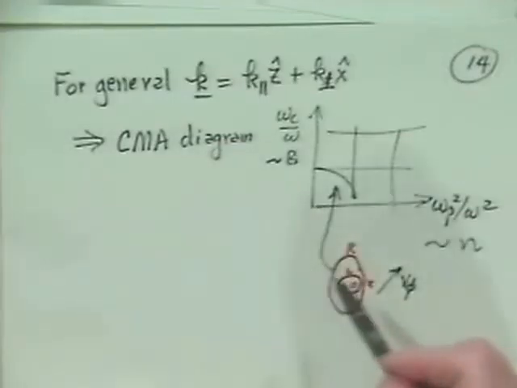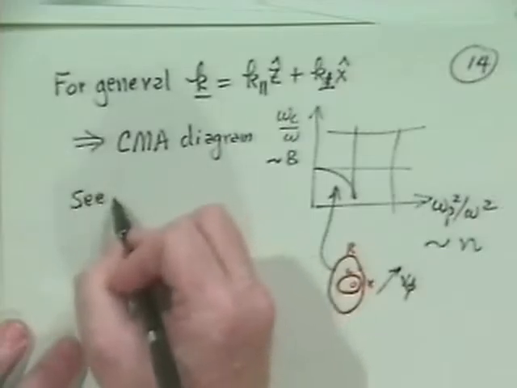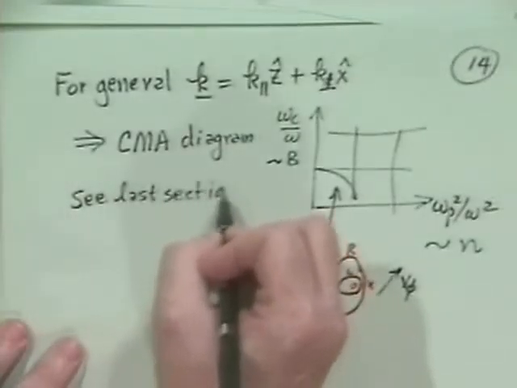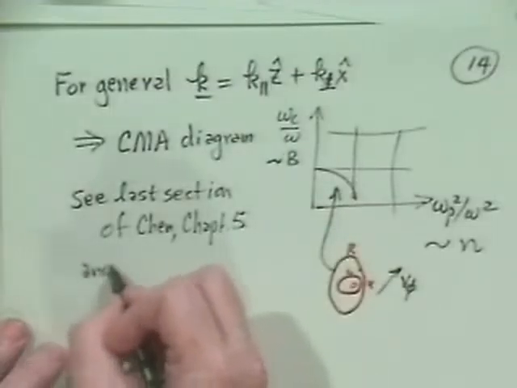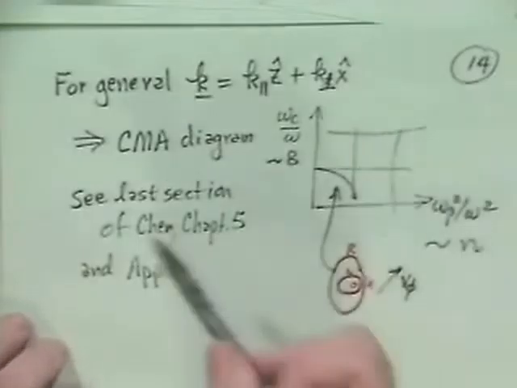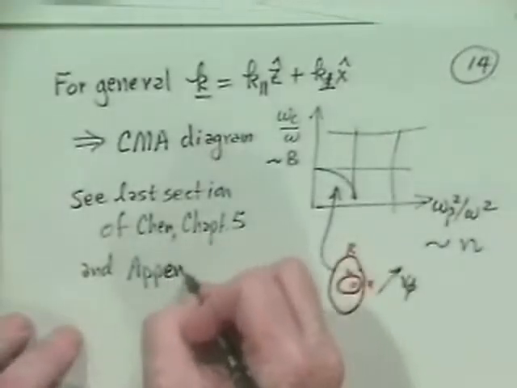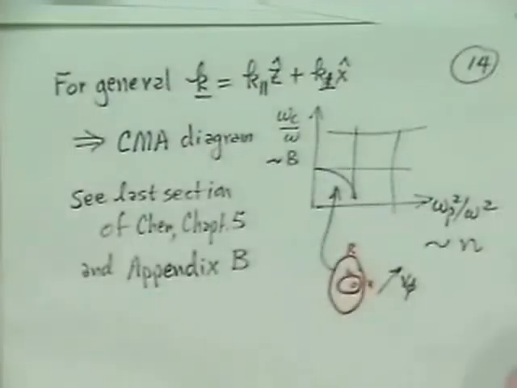And I won't go through this in great detail, and so the best idea is just to see the last section of Chen, chapter 5, and also appendix B. And we won't go into this in any greater detail. Let me just say in course 724, you go into this in a good bit more detail. And if you actually try to calculate propagation of waves in an inhomogeneous plasma at some angle to the magnetic field, you have to go into that. So next time what we'll do is we'll start into chapter 5, discussion of diffusion and resistivity.